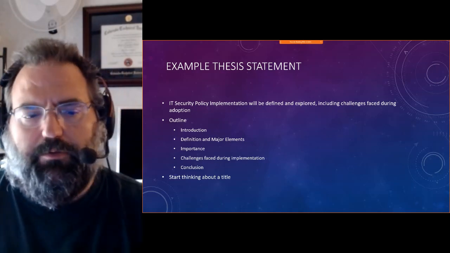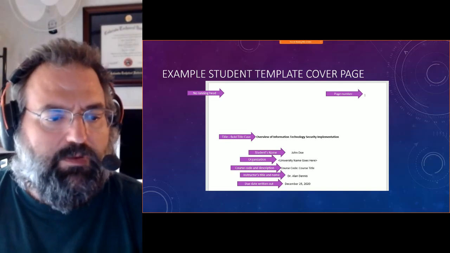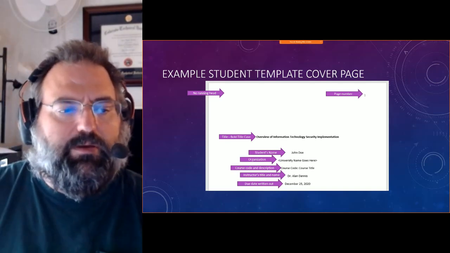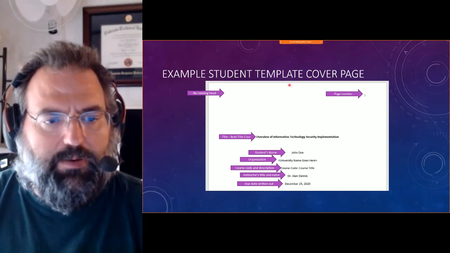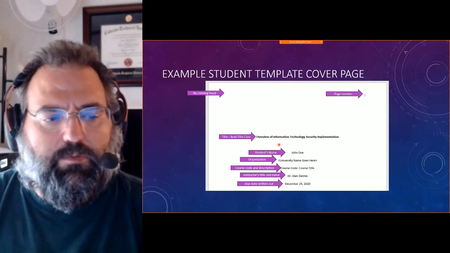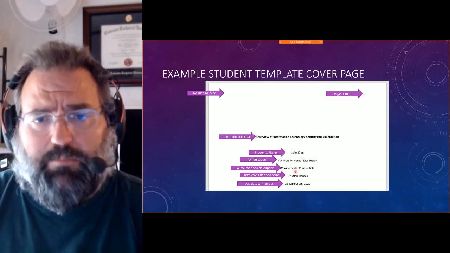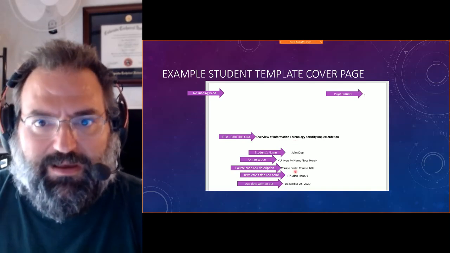And then you would probably start thinking about what the name of this paper that I'm writing is. So this is basically the fill-in of the APA paper template with that sort of thing. I put a title in here. I called it Overview of Information Technology Security Implementation. I did not call it Module 1 Assignment. So keep that in mind.